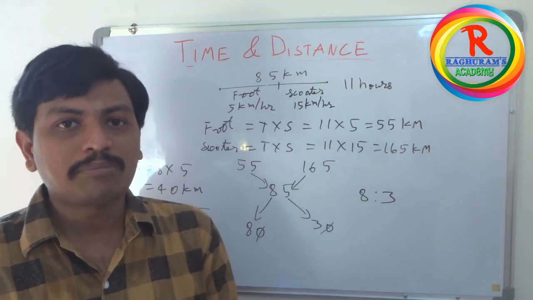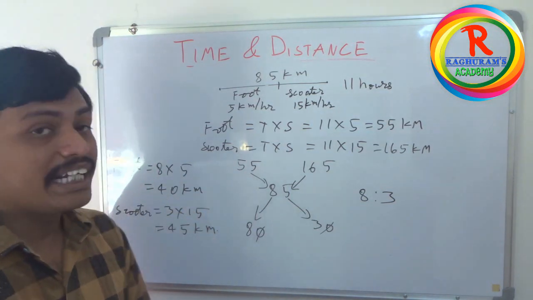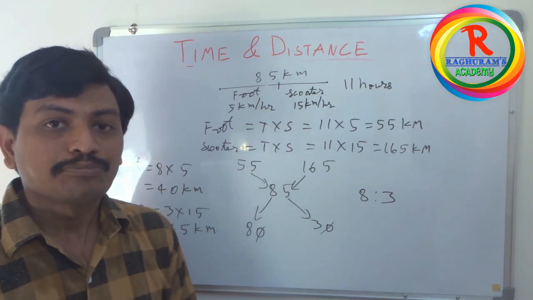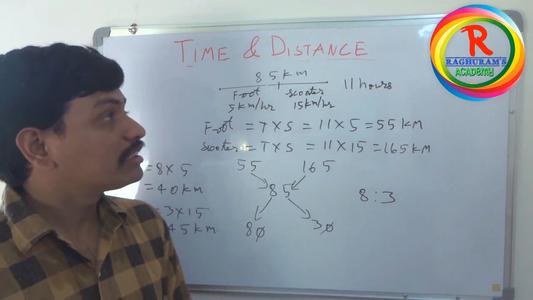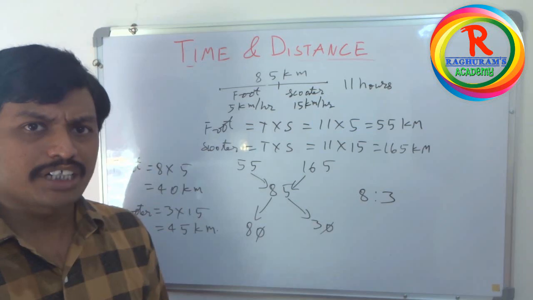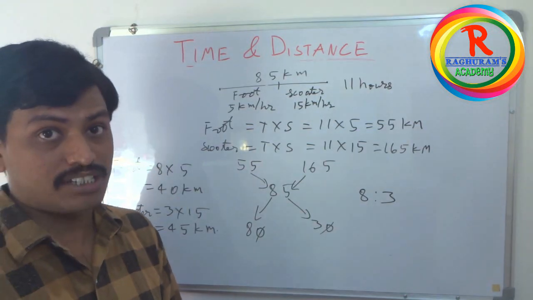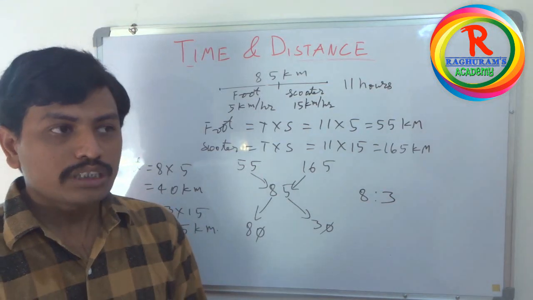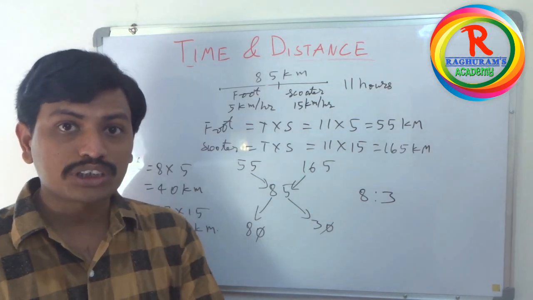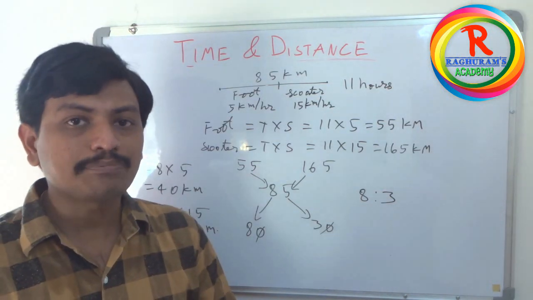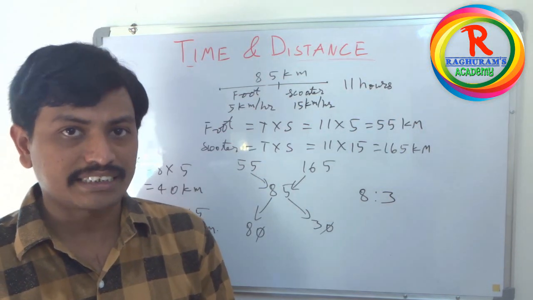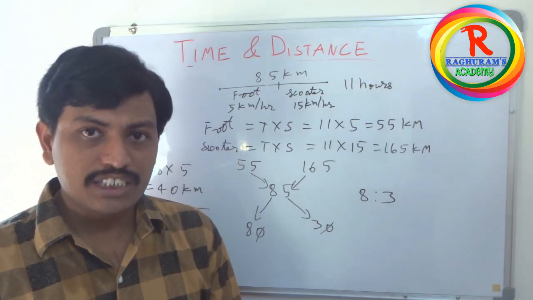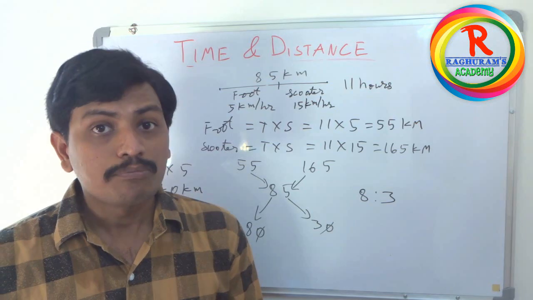This is the last problem in this time and distance, and we have completed all types of problems. I have covered each and every type. That's why I have taken 5 parts to cover each and every type of time and distance problems. So this is the base for trains and boats problems in the next part. The next video is on trains. So let us see the trains problems in the next video.